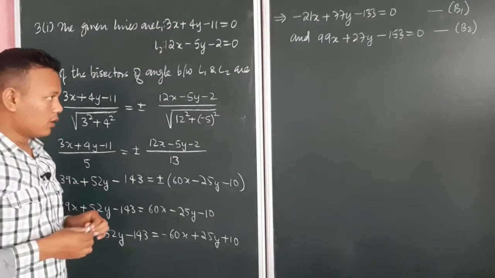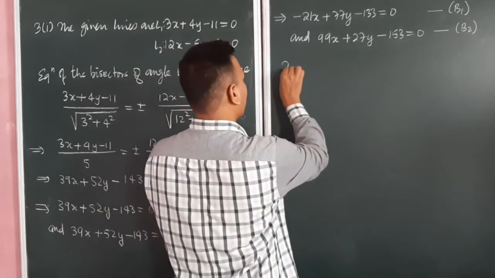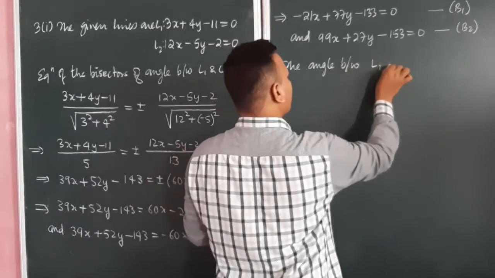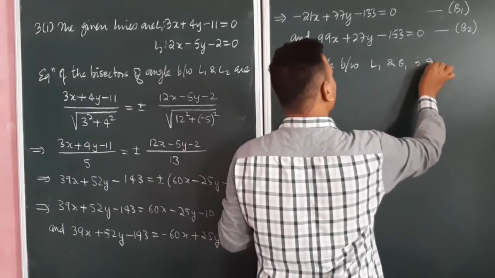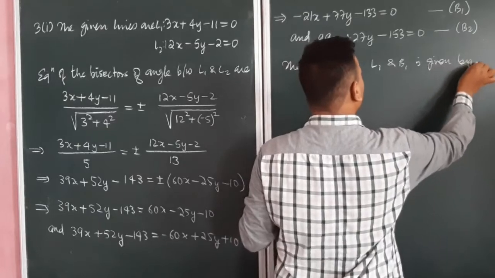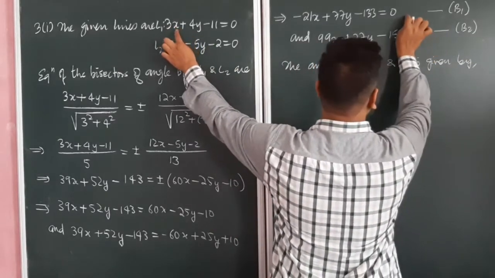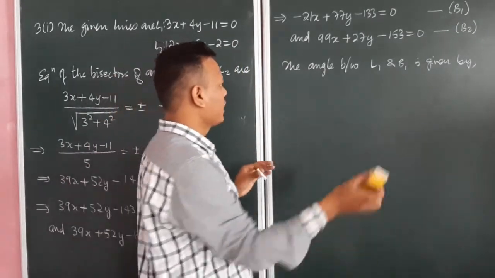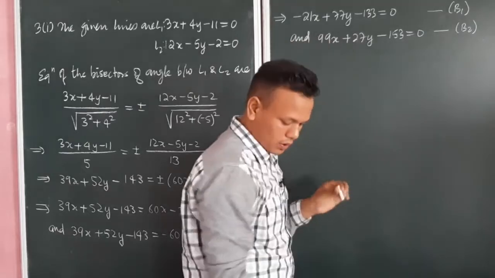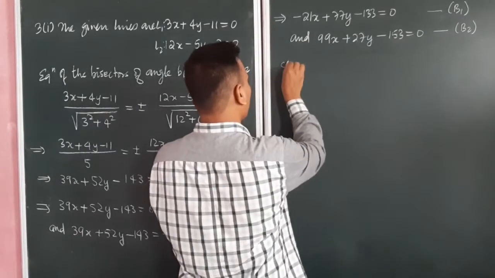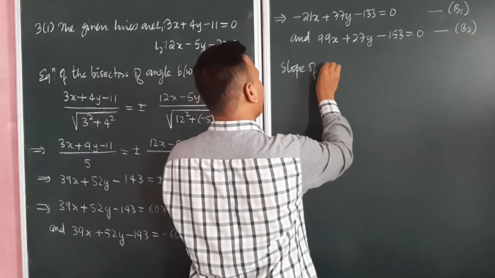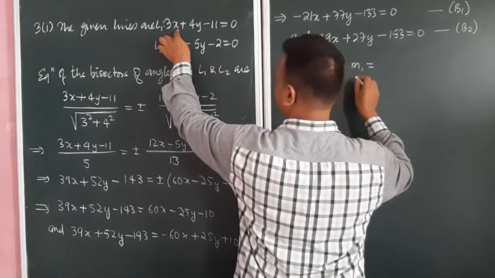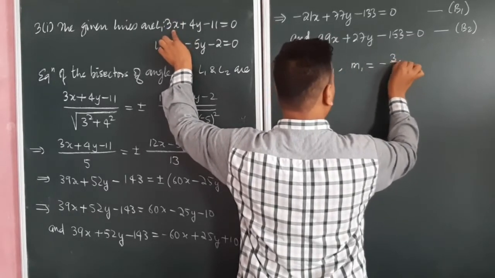Okay, so the angle between L1 and B1 is given by... I'm choosing L1 and B1. First, let me find the slope. I need the slope, right? So let me find the slope of L1, which I call M1. This is my L1, so the slope is given by minus a by b, that is minus 3 by 4.